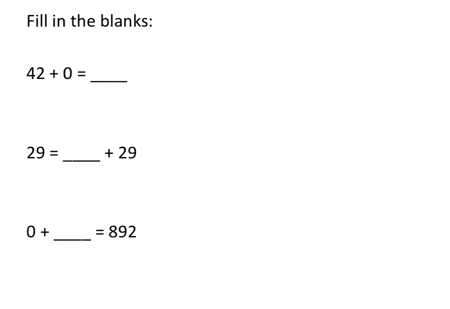So with fill-in-the-blank situations, we're just using the property. So 42 plus 0 is itself, 42. So 29 equals what plus 29? Well, since it's the same value, 29, it has to be a 0 right there. That would have been that phantom 0. Now, it doesn't matter how big the number is either, even if it's like 892 right here. 0 plus what is 892? It means anything plus 0 is itself, so that has to be 892 in this blank.